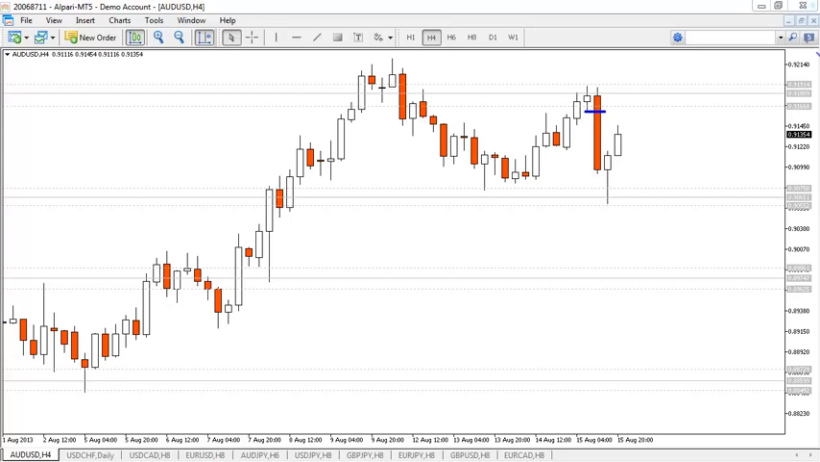Now the reason I want price to break the low of the indecision candle is mainly because if I'm going short, if I'm selling, I want to be selling with sellers. And it's in a seller's nature to create lower lows and lower highs. So when sellers are able to push lower than the previous low, which was here, that tells me that sellers have taken control of the market.